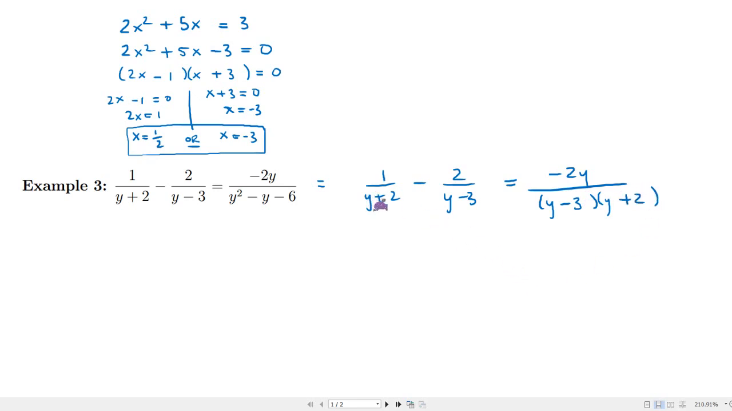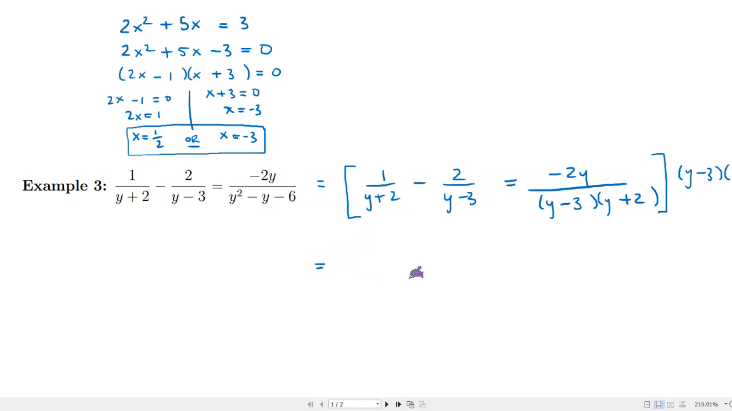So what are we missing? This fraction, we're missing the y minus 3. This one, we're missing the y plus 2. And so it looks like the lowest common denominator is this one right here. So we'll multiply the whole equation by y minus 3, y plus 2.